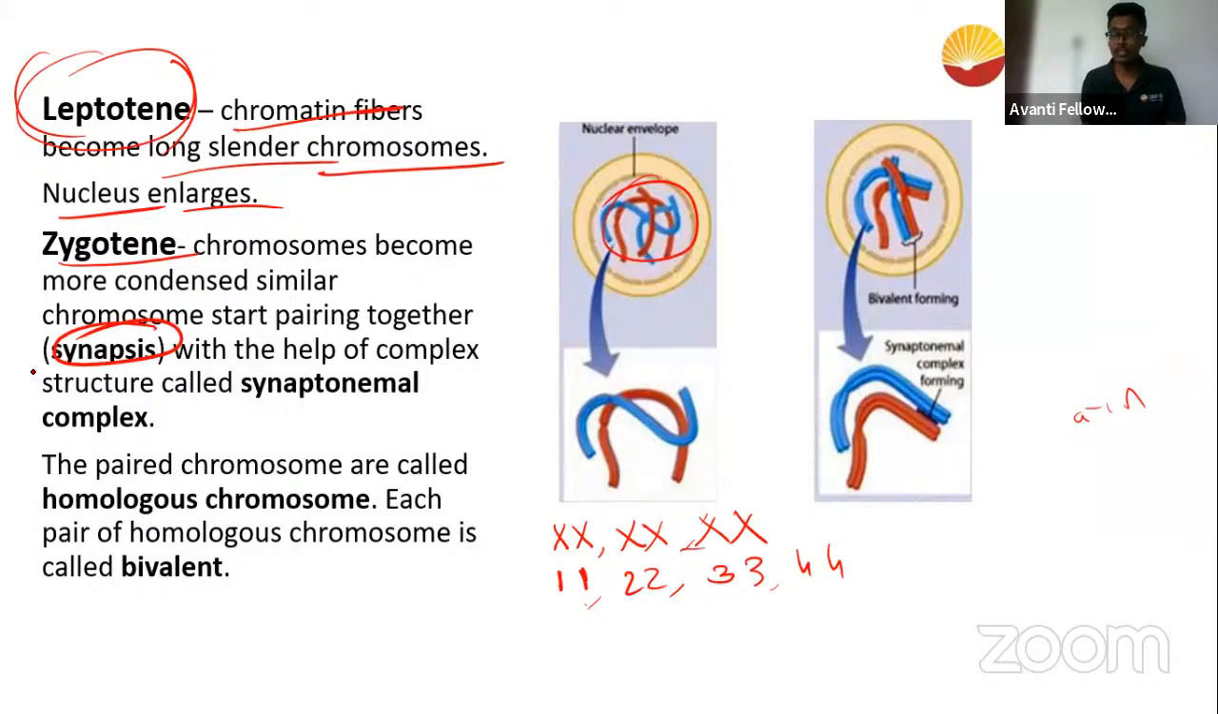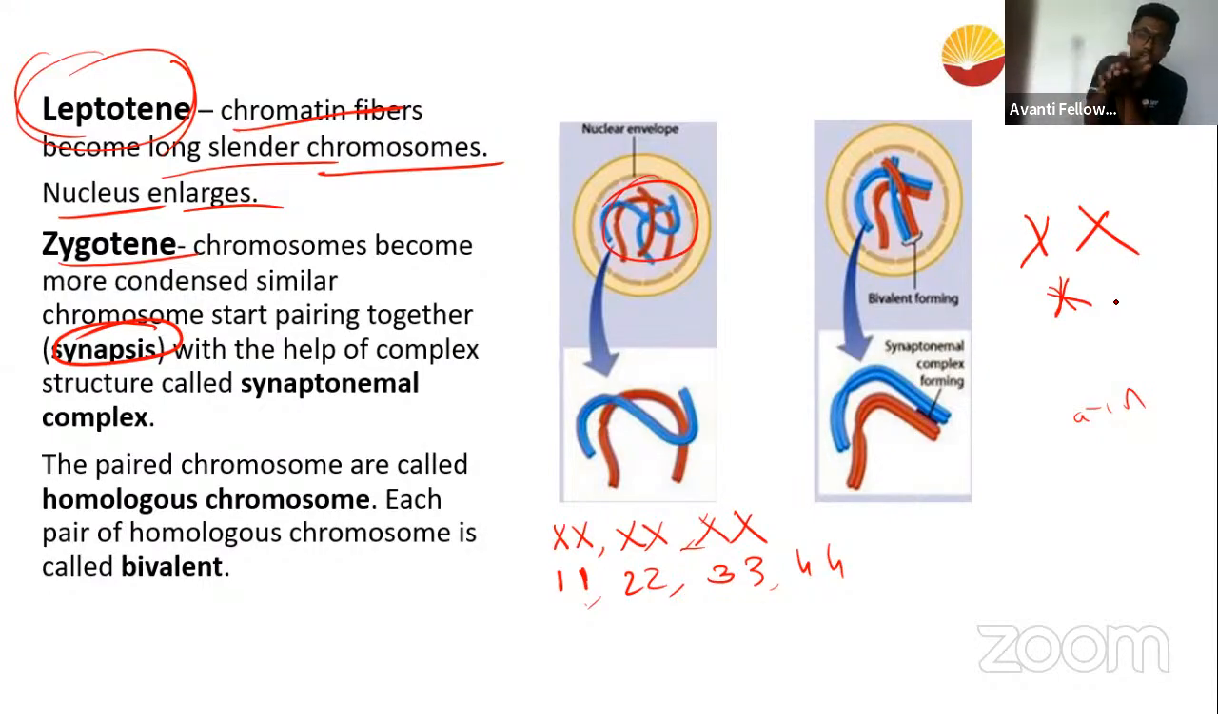Synapsis is a process of finding your partner and then you lay. See, this is your X, this is another X, and then you overlap. This is one X, this is another X, and then you overlap like this. You just come over each other. Okay, come over each other.